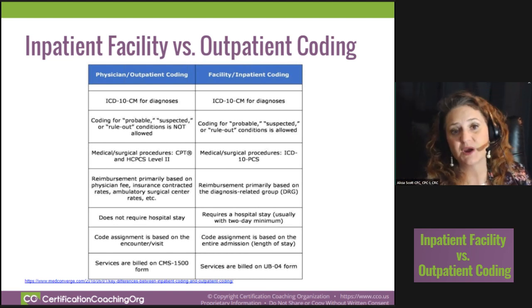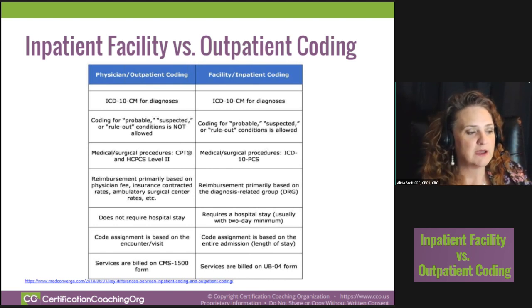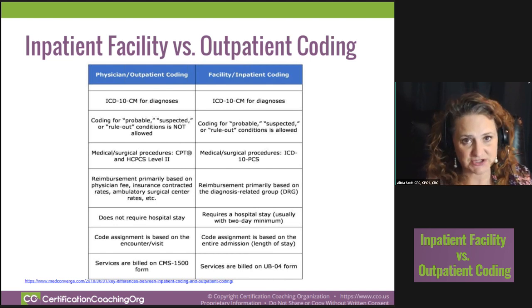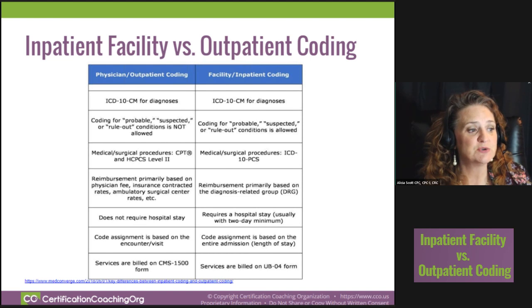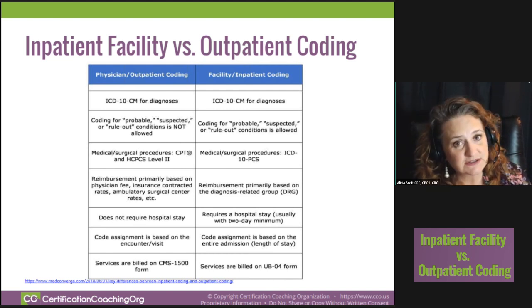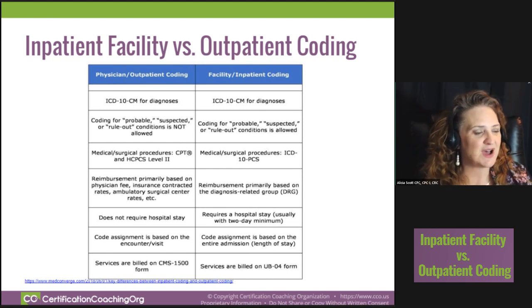How can we do that? There's probably a reason why they do what they do, but you can inpatient code for probable and stuff. However, is the person an inpatient or are they in observation? Because if they're in observation, they're not an inpatient, and it's coded differently. So that's what I would say.